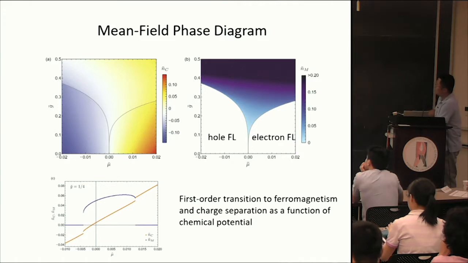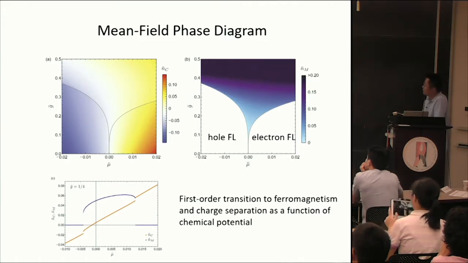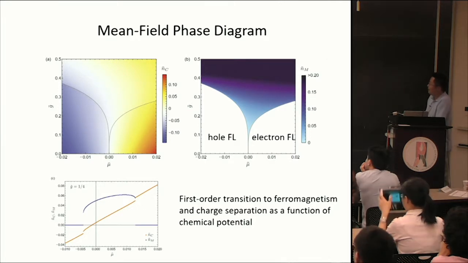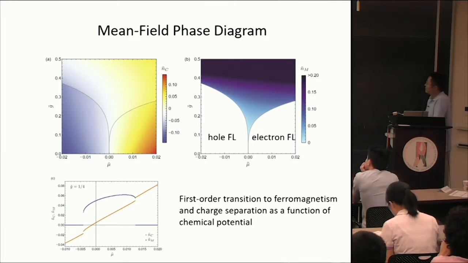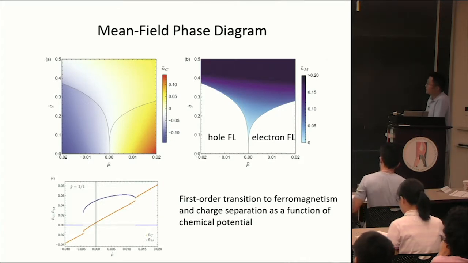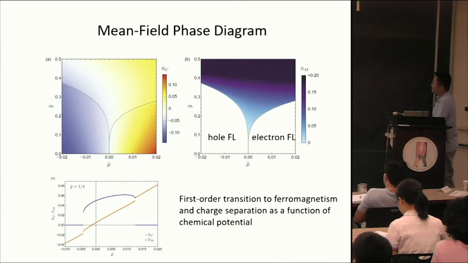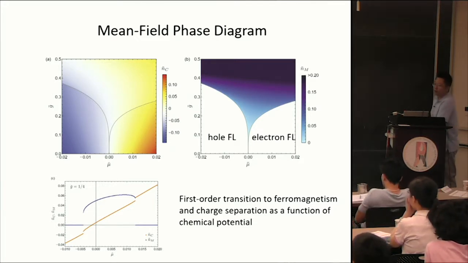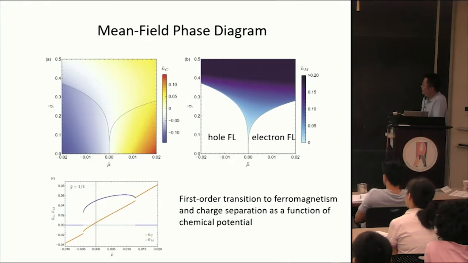We're going to look at the phase diagram as a function of chemical potential and the interaction strength. What is plotted here is the density of the ground state and the magnetization, the spin polarization of the ground state, obtained from a mean field calculation. And as you see, for example, for a given finite interaction strength, as a function of increasing chemical potential, the system always becomes ferromagnetic in a range of chemical potential when the Fermi energy is close to the high order Van Hove singularity.